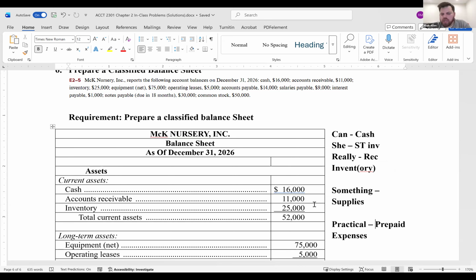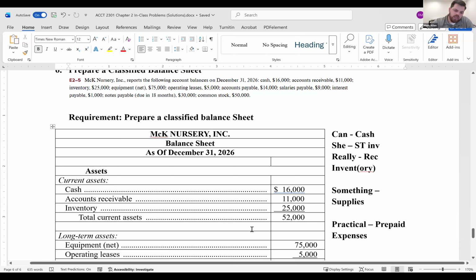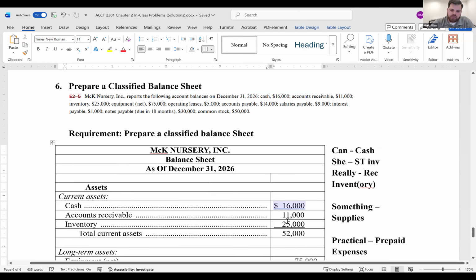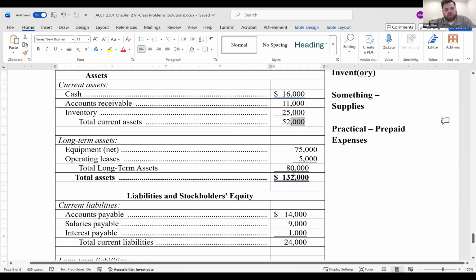Okay. At any rate, we've now covered the first big distinction, the split with current assets. So we now go through the information they gave us. We have cash, accounts receivable, and inventory coming out to total current assets of $52,000. For our long-term assets, then, we had two. We had equipment, and this says net. Now, what that is net of, we will talk about more in chapter 3. But for now, we can just say equipment net is 75.